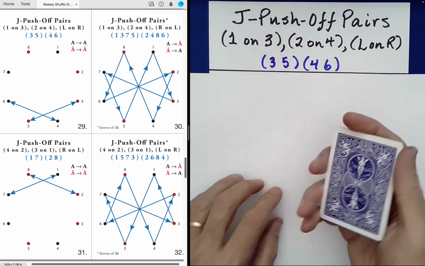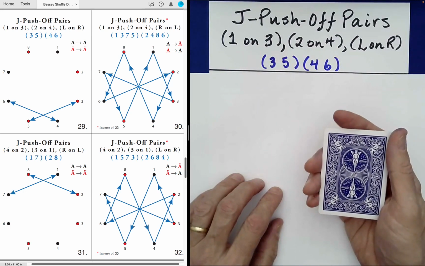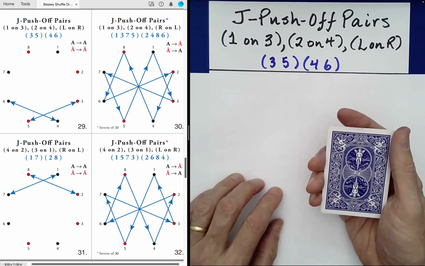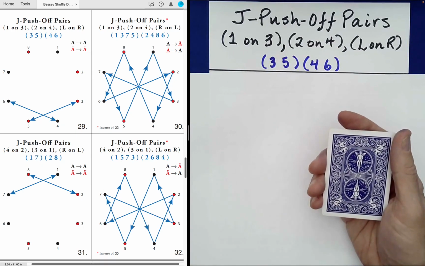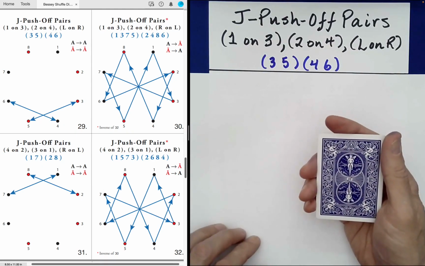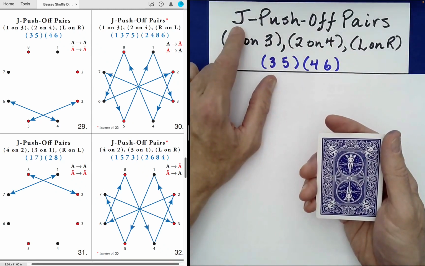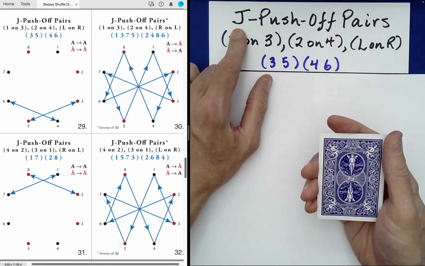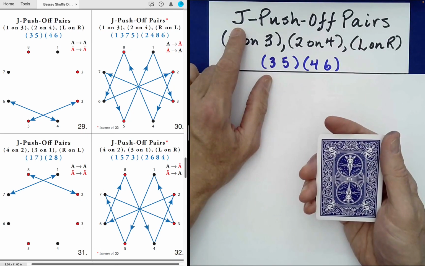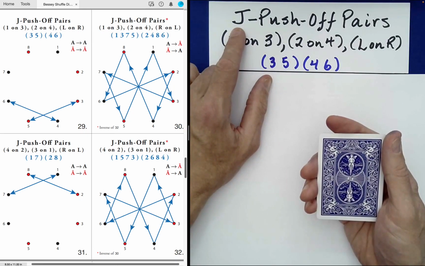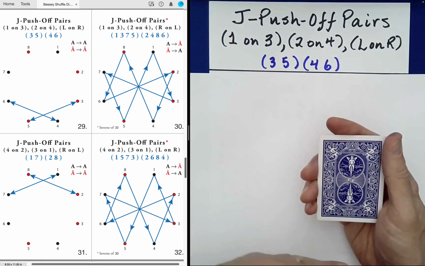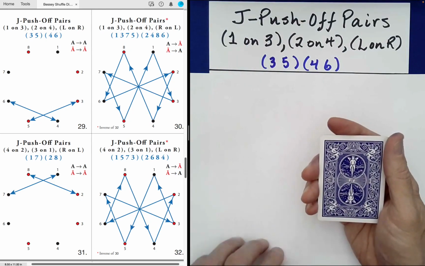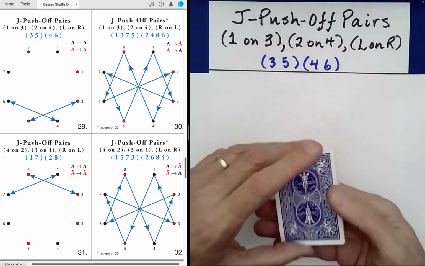Okay, so if you watched the previous video in this series, you've already been introduced to push-off pairs as a way to mix a packet of cards. Now the J here is for judicious, which simply refers to the fact that we will be stacking these in a way that's more complicated than just left to right or right to left. Okay? So push-off pairs, how does that work?